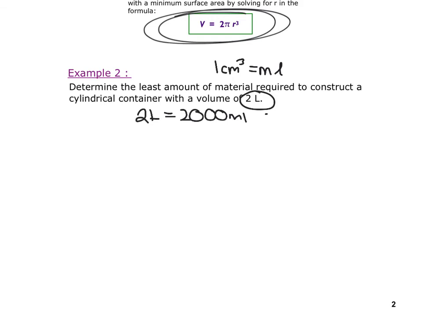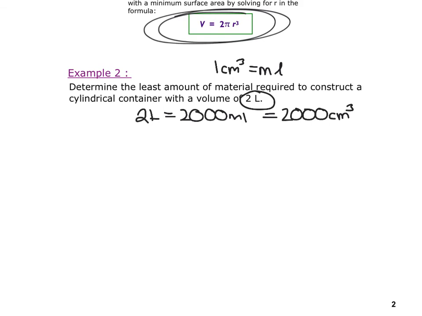So how many centimeters cubed are we looking at as a volume? 2,000. Does that help you out? Okay, you ready to try this question now? So surface area. Well, first you have to use the volume, right? So you determine the least amount of material required, and eventually you're going to find the surface area.